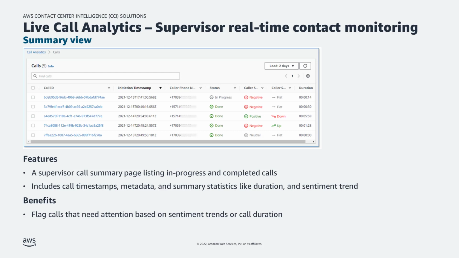the sample solution comes with a UI that starts with a summary page where you see a list of all the calls that are both completed calls and in progress ones. And you can quickly see the caller sentiment trend. And supervisors can easily find the calls that are not going well if the sentiment trend is going down, and can get into the call quickly to provide assistance to the agents.